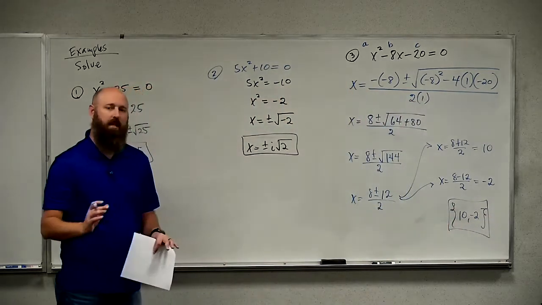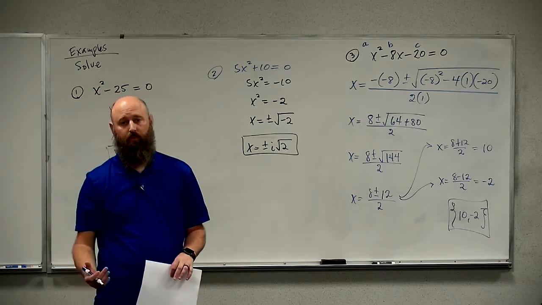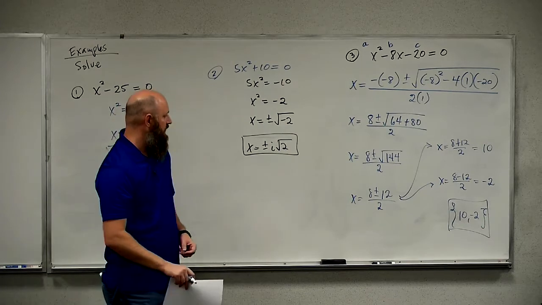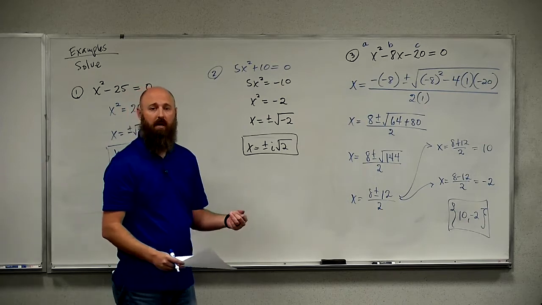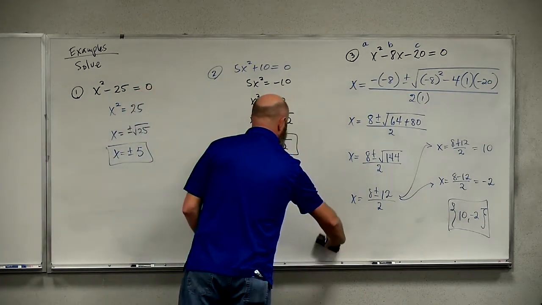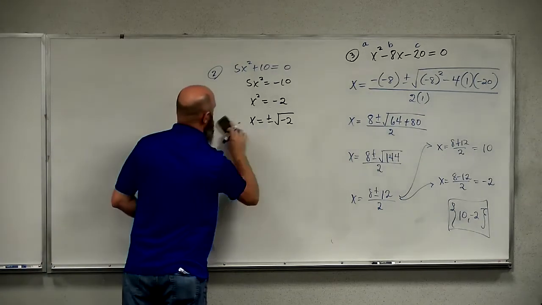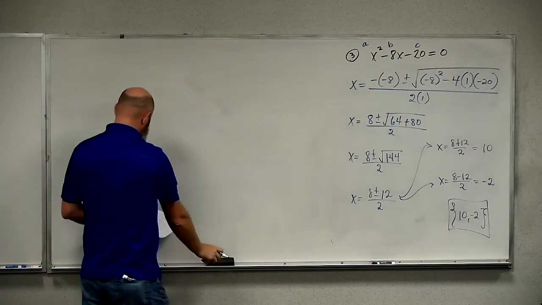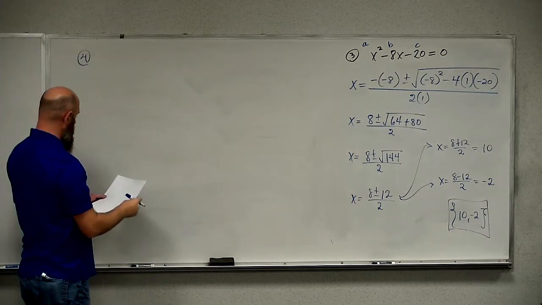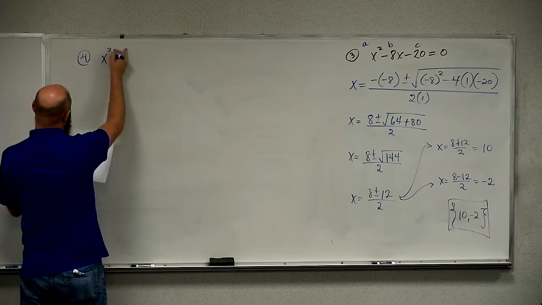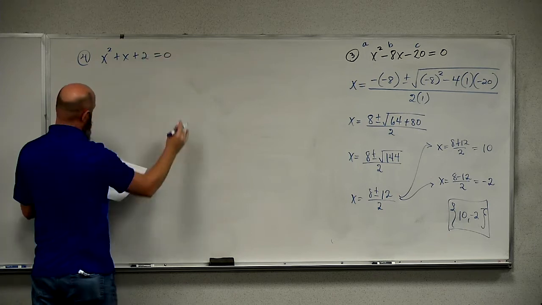Okay, so if you can take those radicals and get rid of them, then you need to finish the problem and work through those things. Okay, now being that I did get whole numbers meant that it probably was factorable, but if we didn't see that, this is how you would do that problem. Right, number 4. X squared plus x plus 2 equals 0.